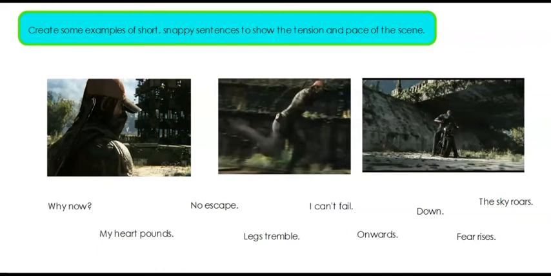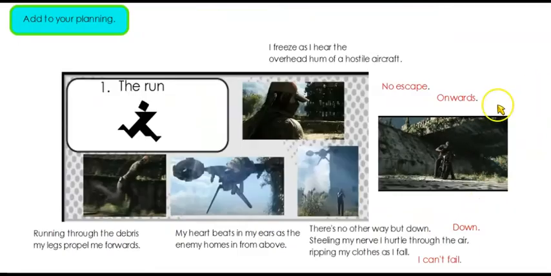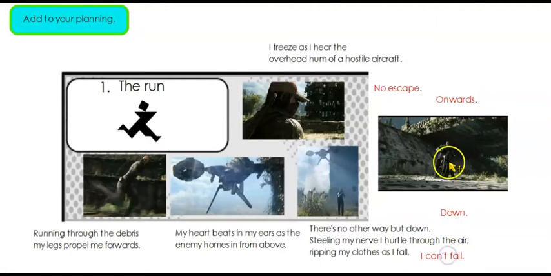I'm going to choose my best ones. I think I've got a couple here that will work well, so I'm going to go to my planning and add them here. I think "no escape" would work really well, just to show the urgency of that moment. I've got to do something, there's absolutely no way I can go back. Onwards. Down. I can't fail. And I'm just going to add them around my plan. So take a moment to do your short, snappy sentences for that first section here now, and pause the video before you move on.